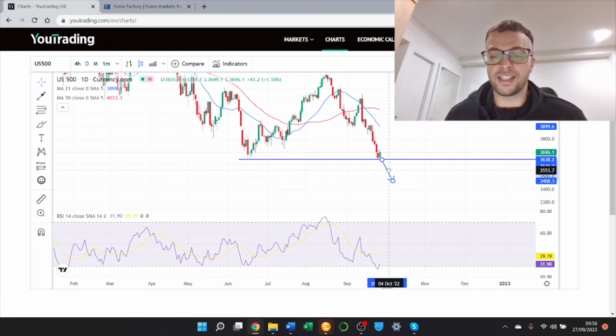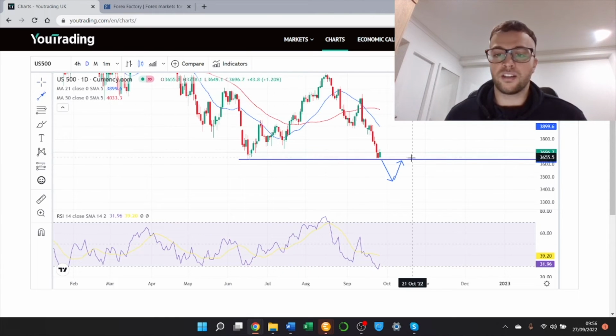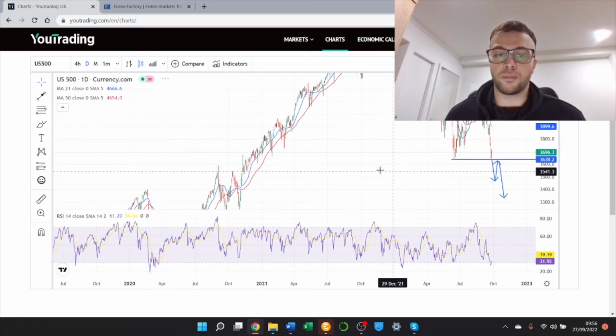And the way I would want to play this is: see the break, see it retrace, and then potentially load on some shorts. You want to see the break, see the retrace, see it fail to get back above, or struggle at least, and that's kind of your validation that the next move is probably going to be lower.